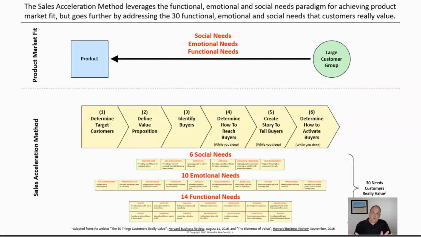That framework is carried forward into the sales acceleration method, which I mentioned at the very top of my lecture. And now it explicitly starts to look at the 30 things that customers really value when they buy anything. They still fall into the same categories of social, emotional, functional, but Bain has identified 6 key social needs, 10 key emotional needs, and 14 key functional needs that some combination of those make up why a customer will purchase your product. So we use that framework explicitly and specifically in the sales acceleration method to make sure we're honing our sales messaging to the needs of the customer, to make sure we move as quickly and efficiently as possible to drive as much sales into the business as possible.